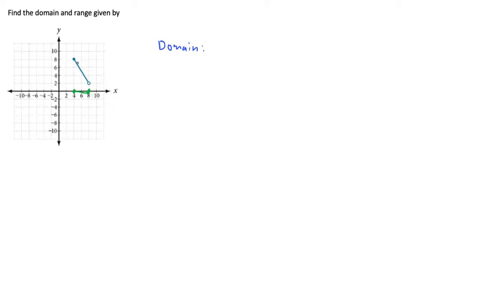The domain would be all values between 4 and 8. However, we don't include the 8. So how about we do this? Let's just erase that. And then we'll do the domain as 4, 8. However, on the 4, we'll put a bracket because it's a closed circle, so we want to include that. And then on the 8, we'll put a parentheses, because that x value here we cannot include.